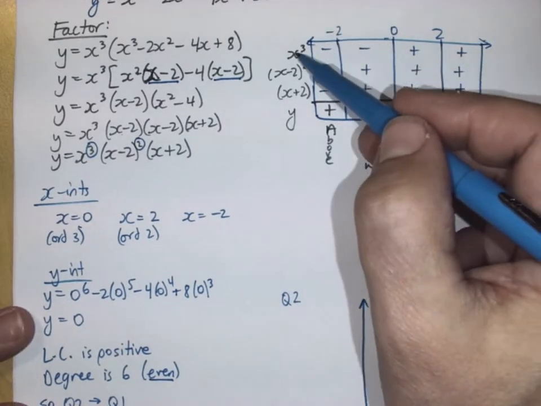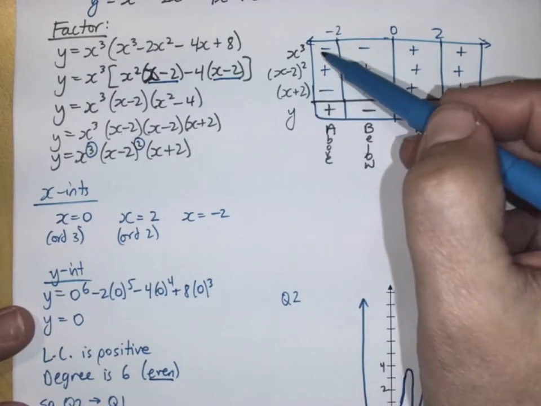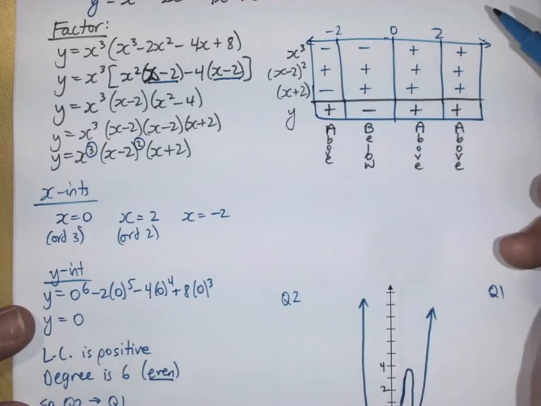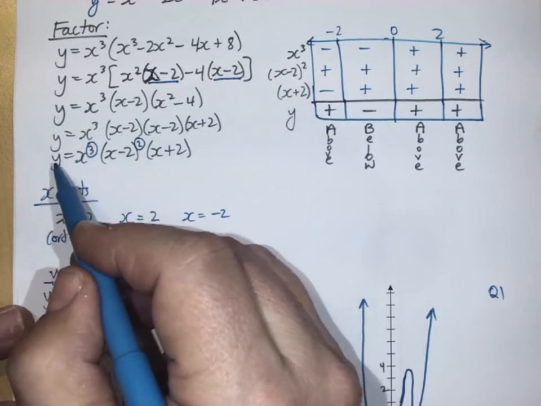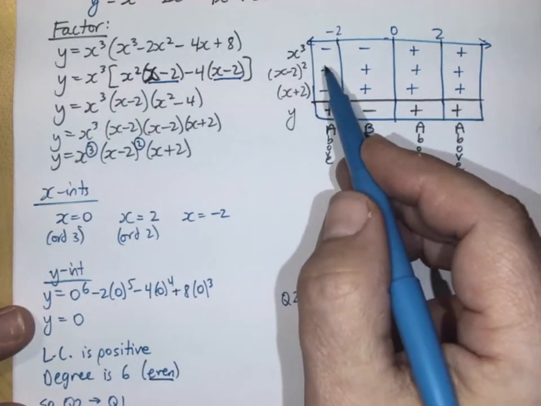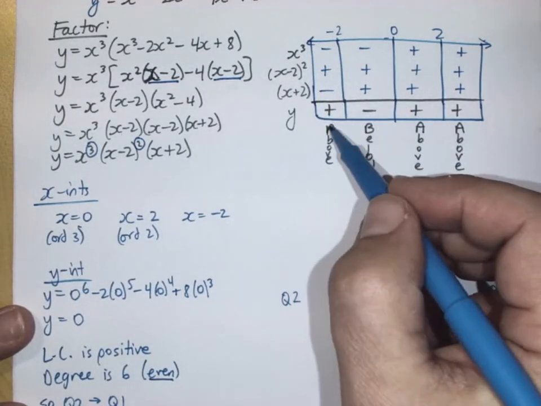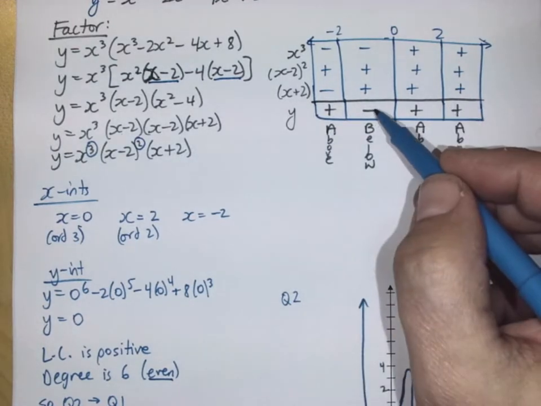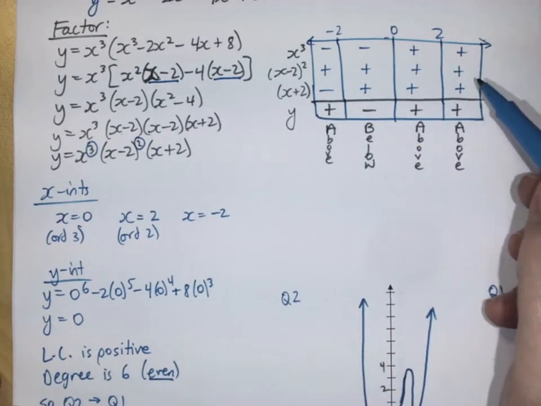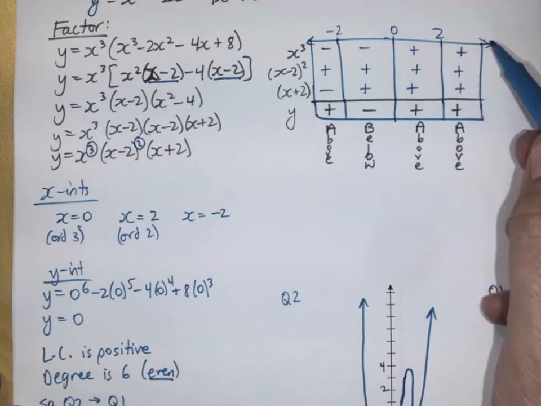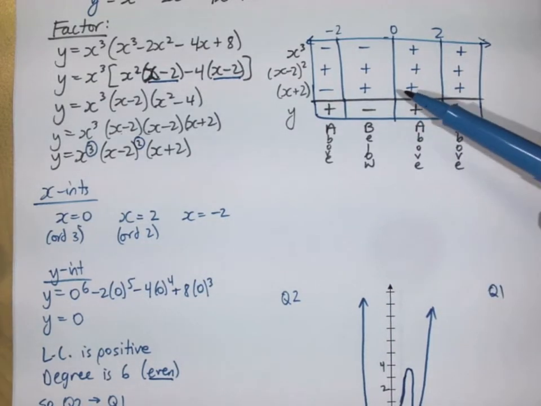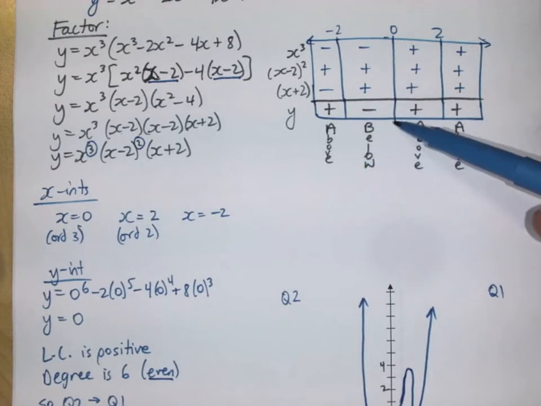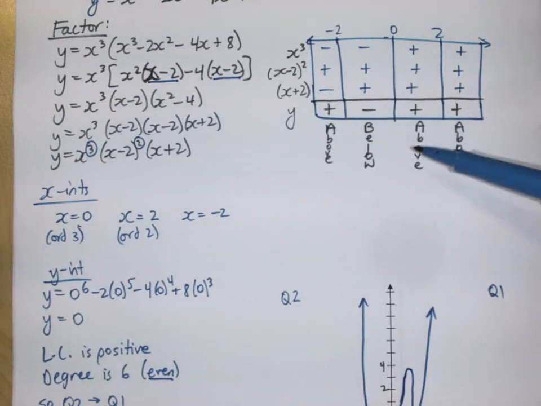And when I plugged those testers into each of these factors, I decided what the sign would be for each one, and then I calculated the sign for y, meaning overall, for the function. Here, anything to the left of negative 2 was positive, which means it's above. Between negative 2 and 0 was below. And then both between 0 and 2 and 2 and above was above and above, plus and plus. So that tells me a lot about the shape of this graph, because I now know exactly where the graph is above and where it's below the x-axis.